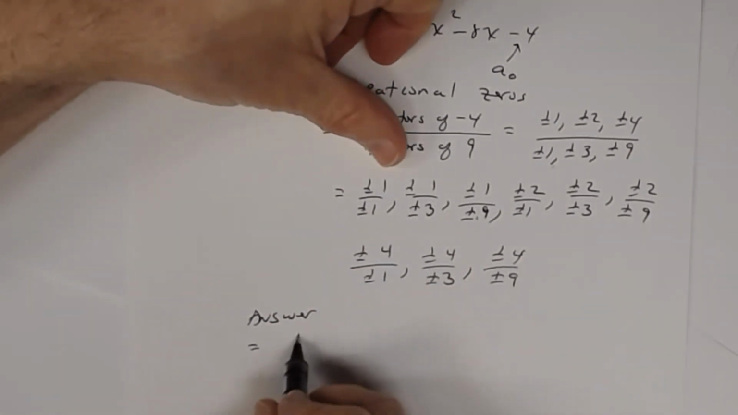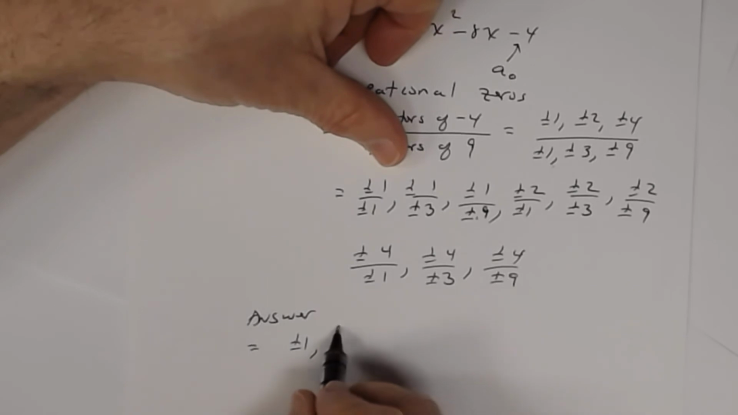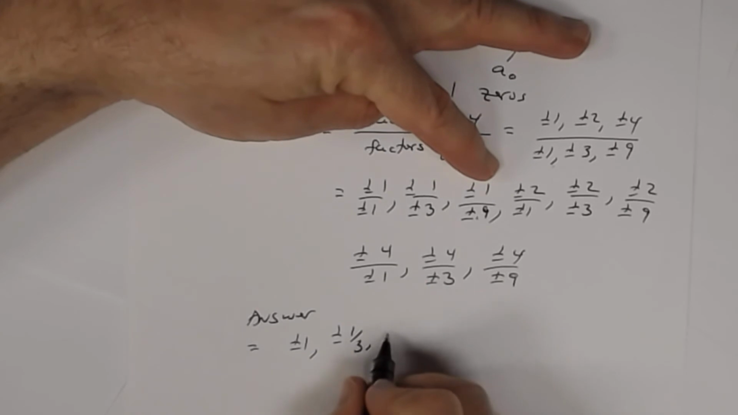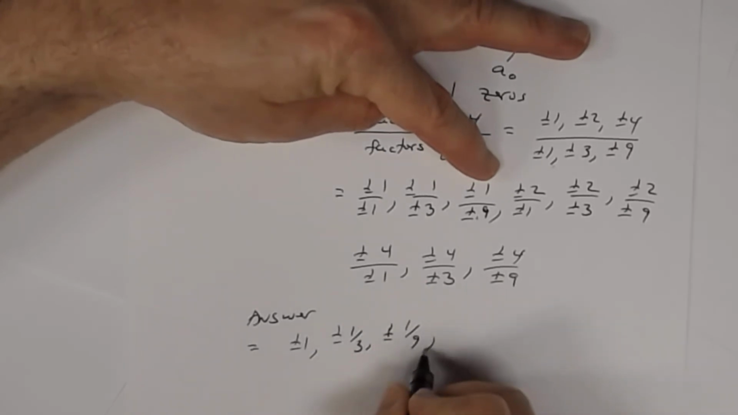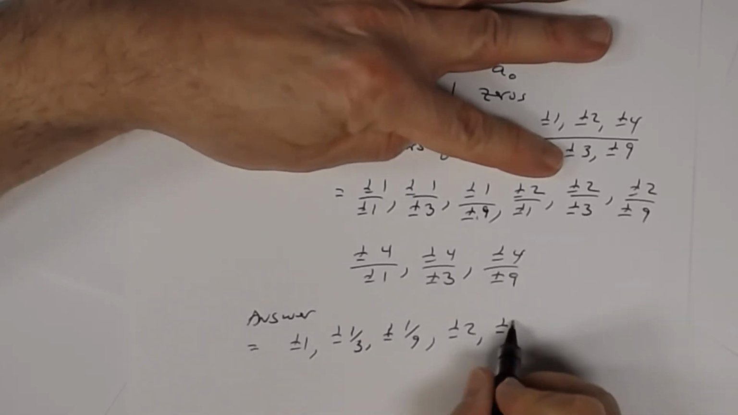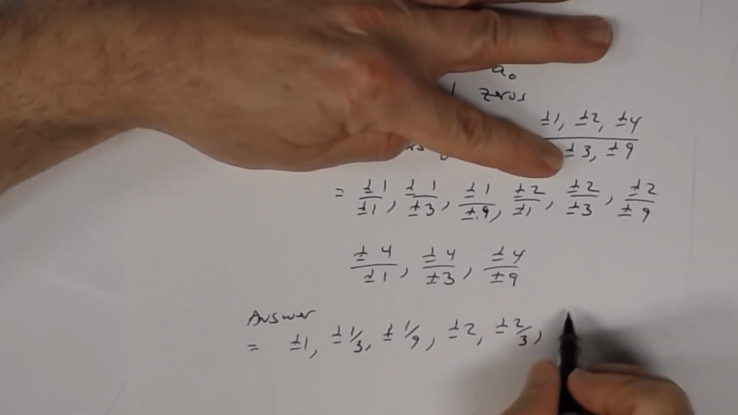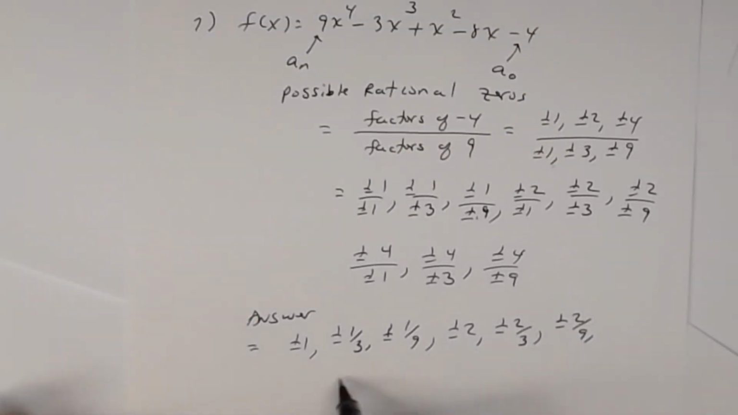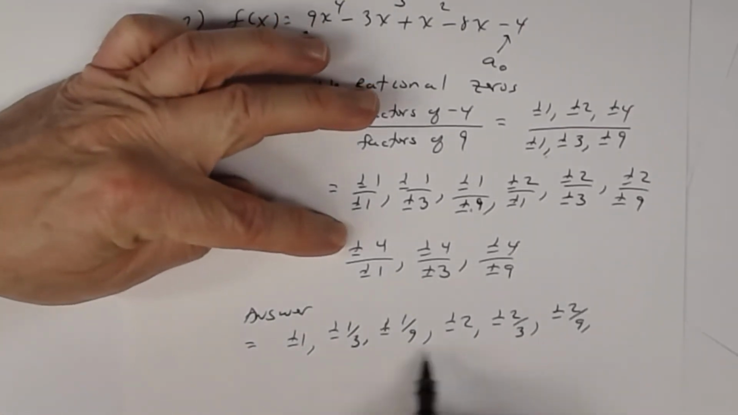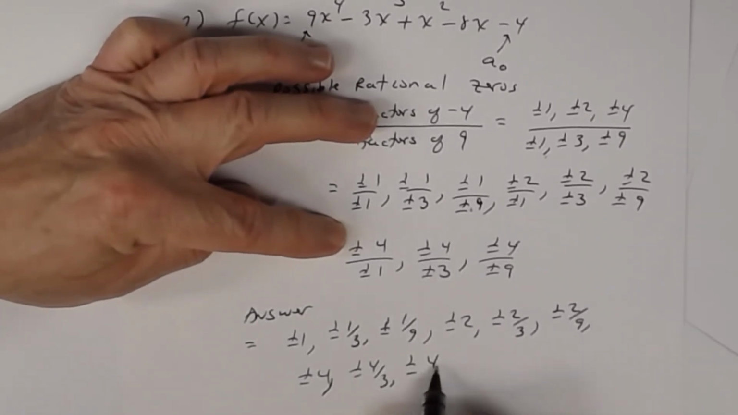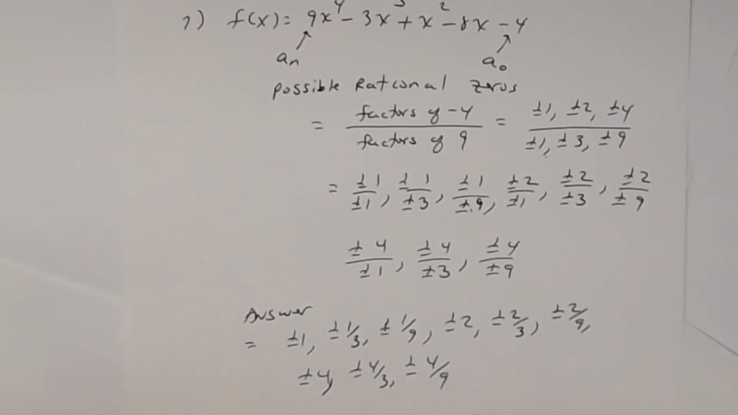1 divided by 1 is 1, so plus or minus 1. 1 divided by 3, I'm sorry, 1 divided by 3 is a third, plus or minus 1/3. 1 divided by 9 is 1/9, plus or minus 1/9. 2 divided by 1 is 2, plus or minus 2. 2 divided by 3 is 2/3, plus or minus 2/3. 2 divided by 9 is 2/9, so plus or minus 2/9. I'm not going to have enough room, so I'm going to list it here. 4 divided by 1 is 4. I don't have it listed, so we're going to list it. Plus or minus 4, then plus or minus 4/3, and then plus or minus 4/9. Okay? So that's your answer.